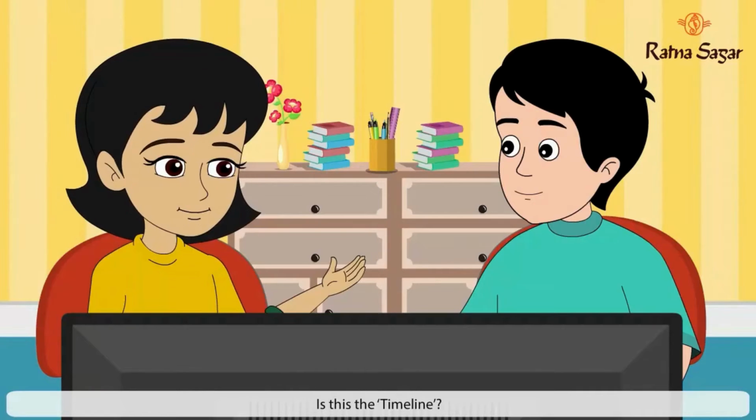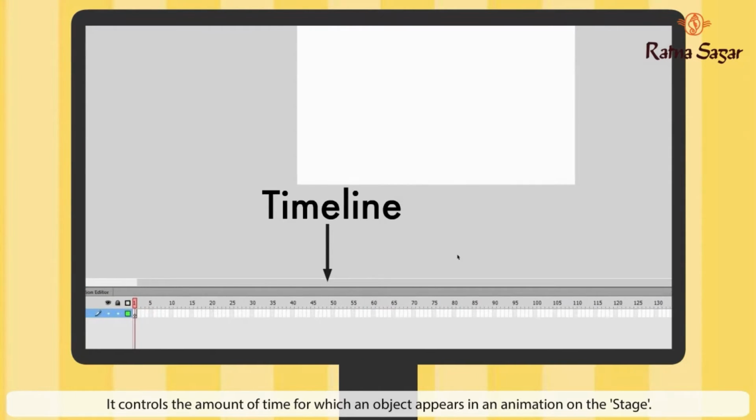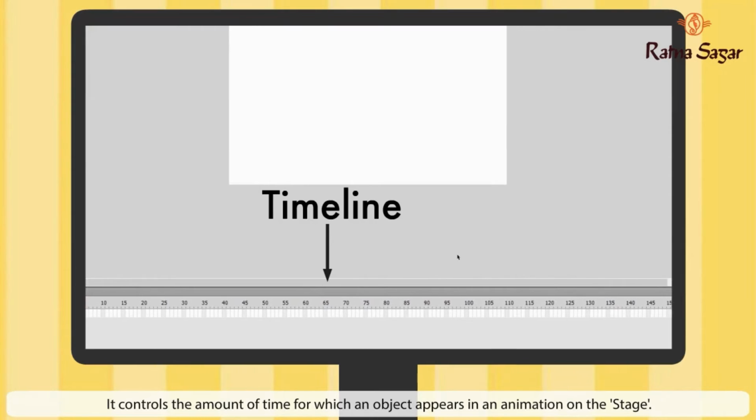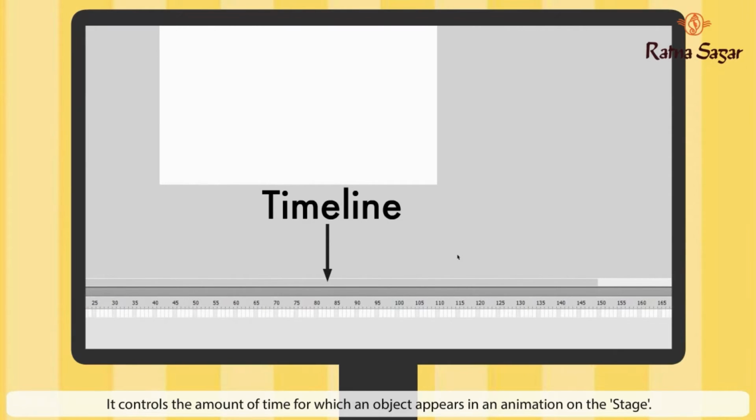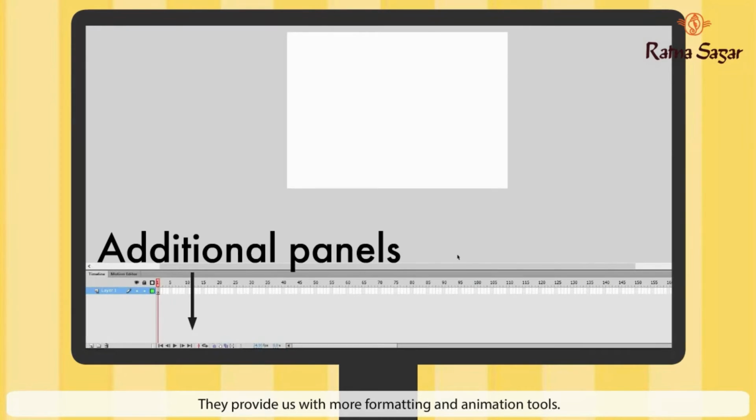Is this the timeline? Yes, Mickey. This is the timeline. You are absolutely right. It controls the amount of time for which an object appears in an animation on the stage. We also have additional panels at the bottom left of the screen. They provide us with more formatting and animation tools.